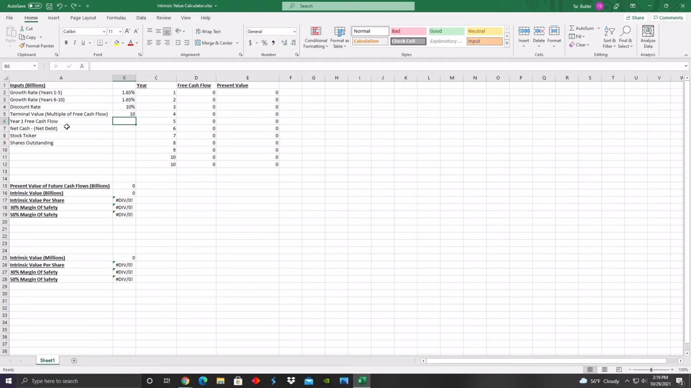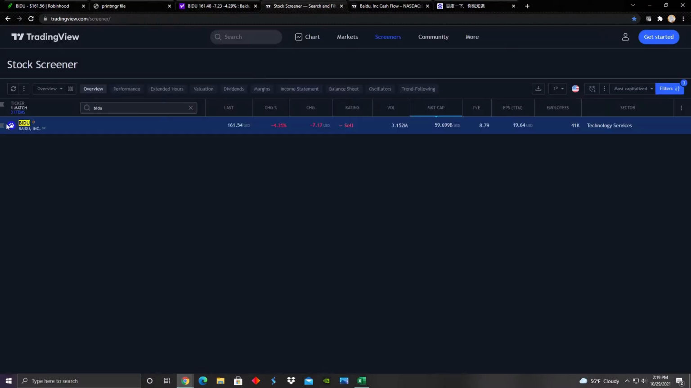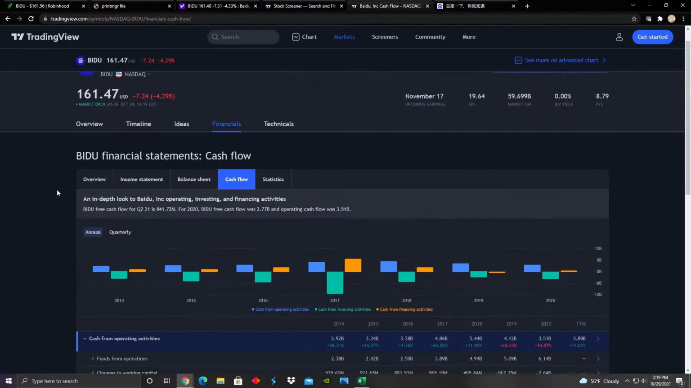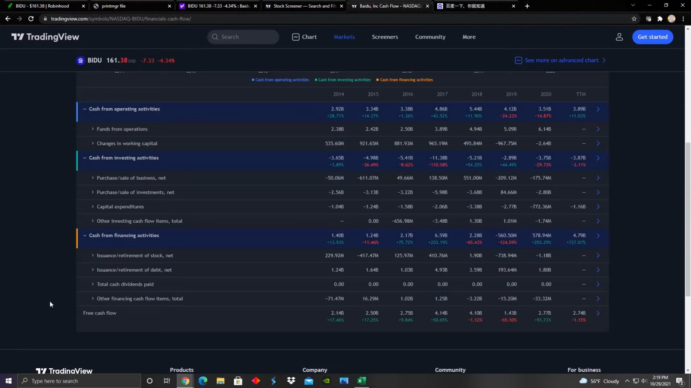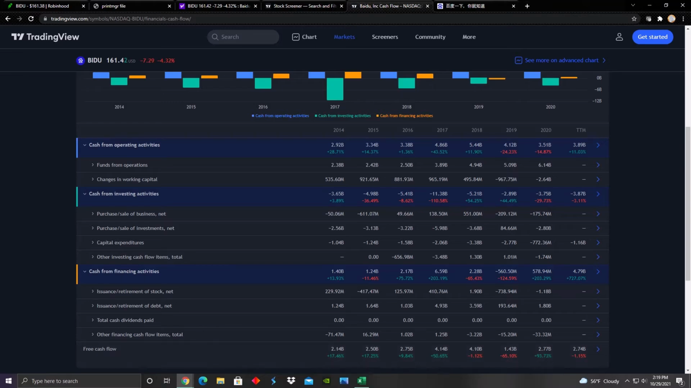So year one free cash flow, that could easily be found just by going to TradingView, typing in Baidu, pull up the cash flow statement, scroll down, free cash flow, and we see that for 2020 it's 2.77 billion.